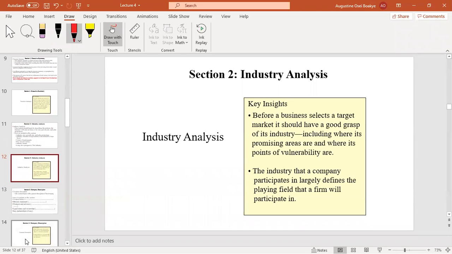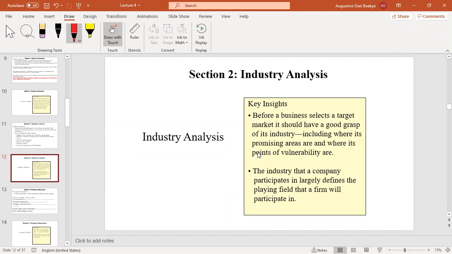Now, what are some of the key insights of this analysis? Before a business selects a target market, it should have a good grasp of its industry, including where its promising areas are and where its points of vulnerability are. So you can ascertain this by embarking on what we call SWOT analysis, where you will know your strengths and weaknesses as an enterprise and the opportunity that exists out there for you to capitalize on, and the possible threats that you are likely to face.